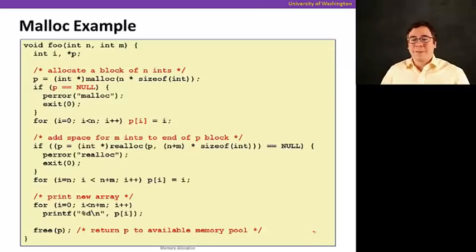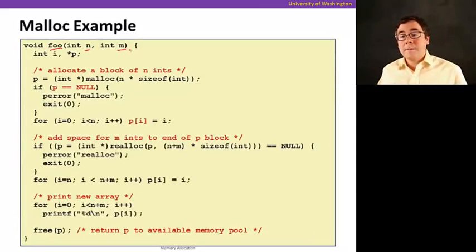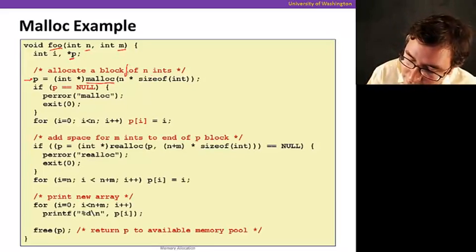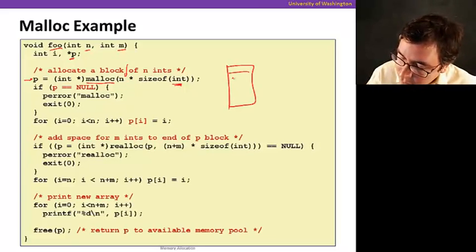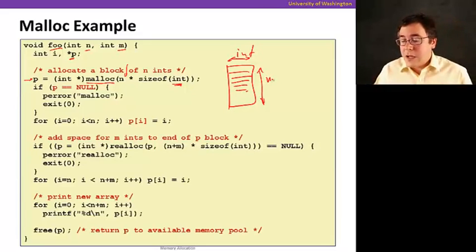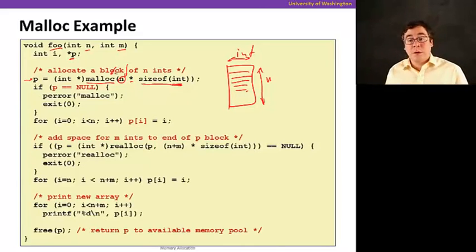Now I'm going to give you an example. Suppose I have my function called foo here. It has two parameters, int n and int m, and there's a pointer p here. When we call malloc, it is going to get n and multiply by the size of int, so it's going to allocate an array of ints. It's going to have n elements. So the size of this array is n multiplied by the size of int, and that's what we pass to malloc. That's the number of bytes we want to allocate.